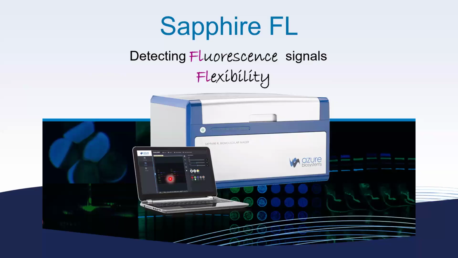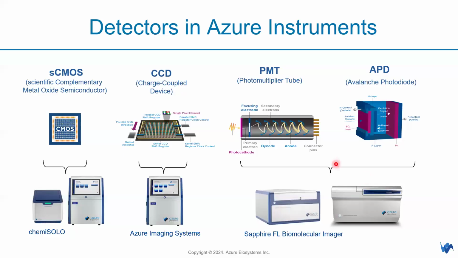Firstly, let's look at how the equipment allows you to detect very good fluorescence signals. The Sapphire FL uses both PMT and APD that have the best quantum efficiency in the visible and also near infrared range, which gives you a very good signal to noise ratio, and the detection is very good compared to CCD and scientific CMOS.